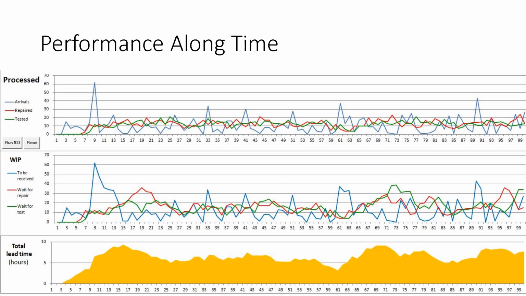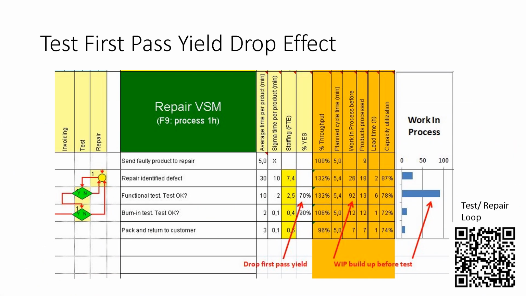We can see the line performance over a long time now. We want to find out what would be the effect of a drop in test first pass yield from the planned figure of 80% to 70%. Looking at the cycle time of both functional test and repair, we notice that they have increased from 5 to 5.4. Therefore, they have become the bottleneck for the total process.